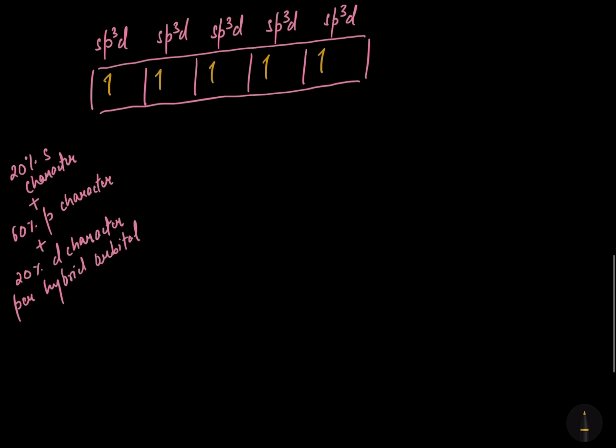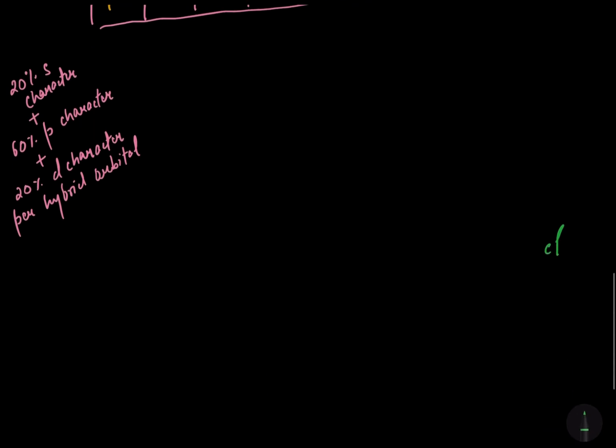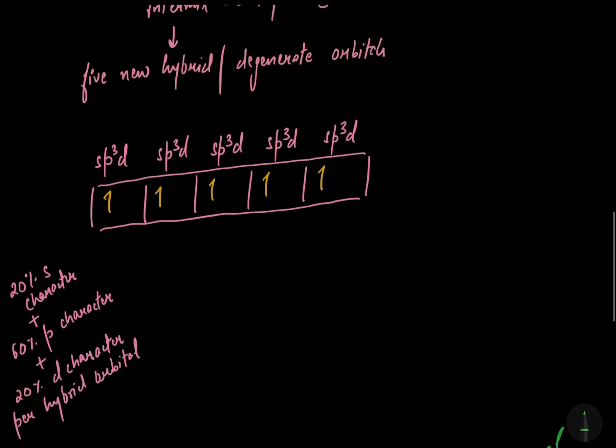Now let's talk about the chlorine. What's the atomic number of chlorine? That's 17. So the configuration will be 3s2 3p5. That means 3p has 3 degenerate orbitals, and we need to fill 5 electrons there according to Hund's rule: the first electron, second, third, fourth, and the fifth. So let's make these 3p orbitals of chlorine for the formation of bonds.